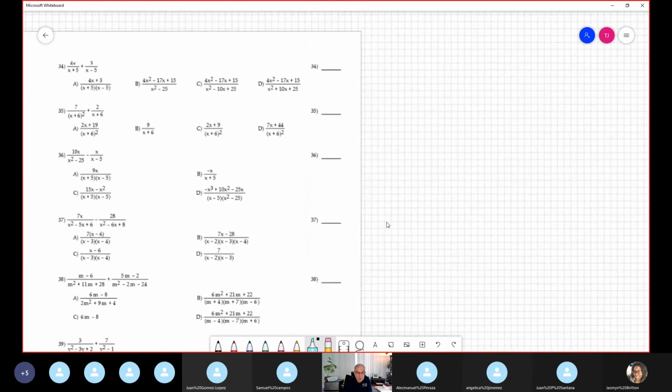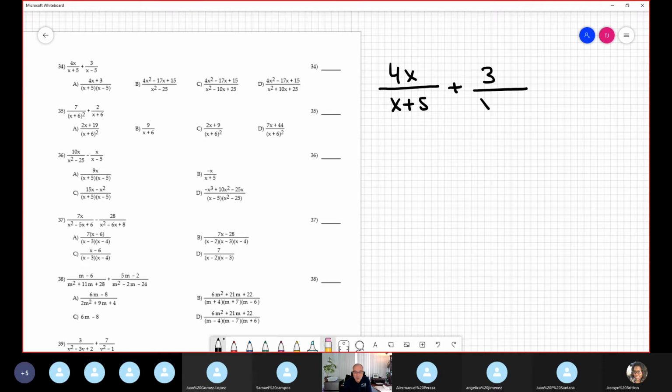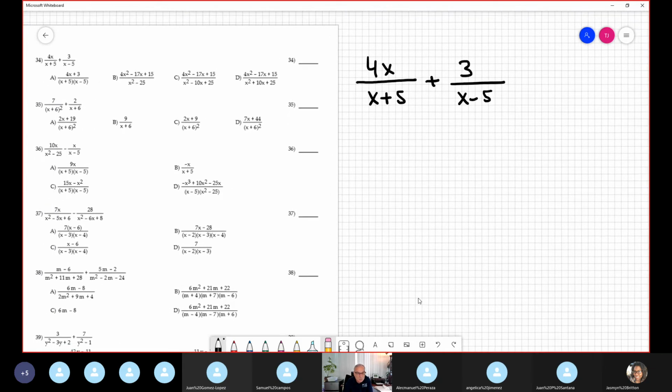So it's 4x over x plus 5 plus 3 over x minus 5. Okay, again, the same procedure. You find the least common denominator. Some cases it's easy, but some cases no. But that is the reason I want to cover every possibility. Okay, entonces now in the LCD, es obvio que es the multiplication of both.